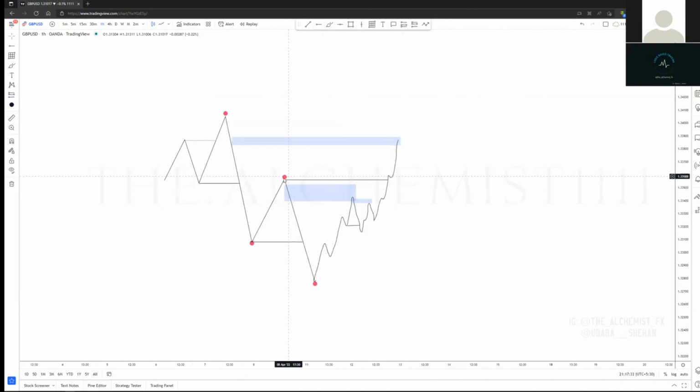You will understand this very clearly once we talk about trading ranges, because trading ranges will be very, very important.